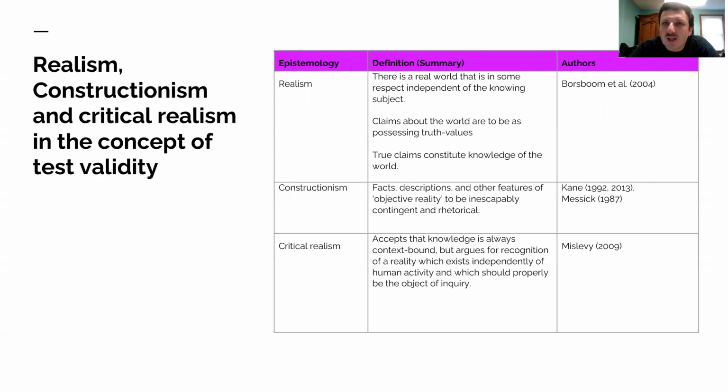Usually realism assumes that when we do science, it's not just about knowledge, it's about having true claims about what is real. So that's the mindset of the realist epistemology. And one author in test validity that can be considered a realist is Borsboom. He has a definition of test validity assuming two things: that a test is valid if the construct exists, and second, that there is a causal relation between differences in the construct and differences in the test.